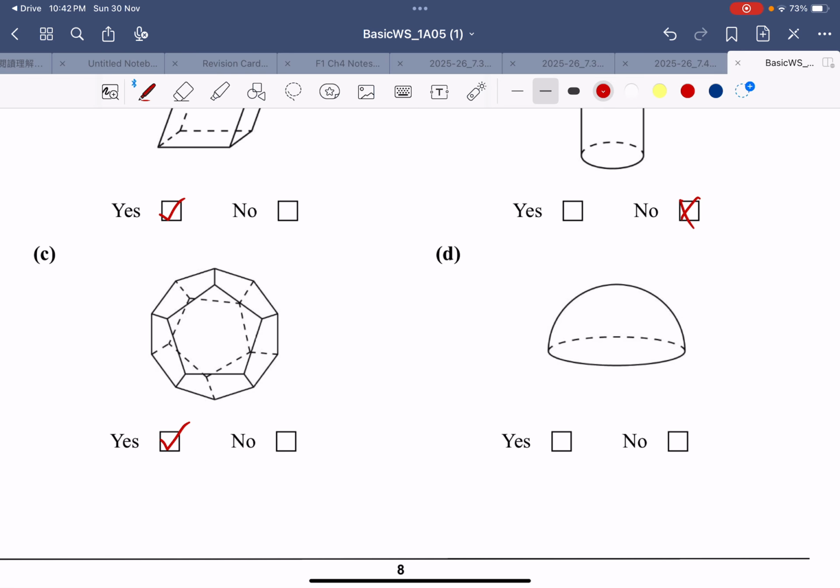D again is enclosed by a curved surface. This is called a hemisphere. A sphere is like a football. This is a sphere, like the shape of the earth. A hemisphere means half of the sphere, and it is a curved surface, so it is not a polyhedron.